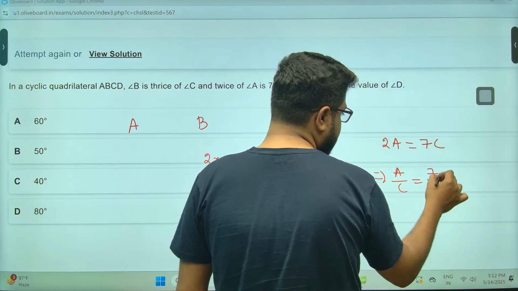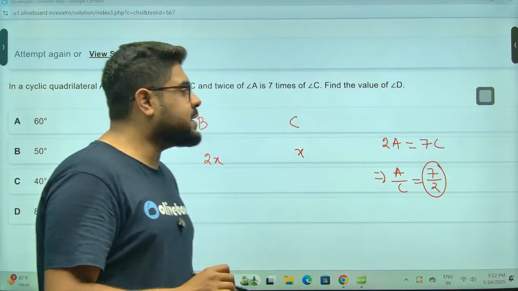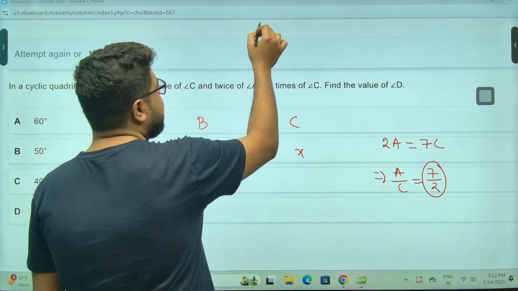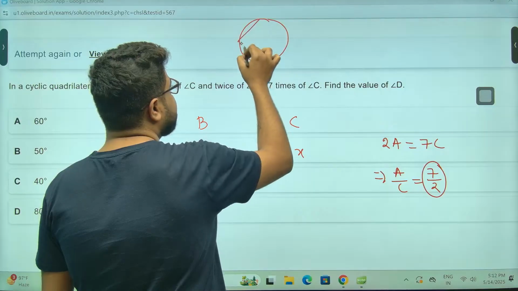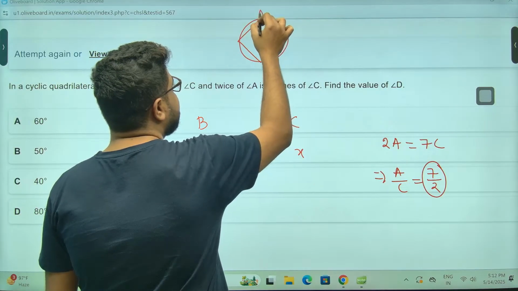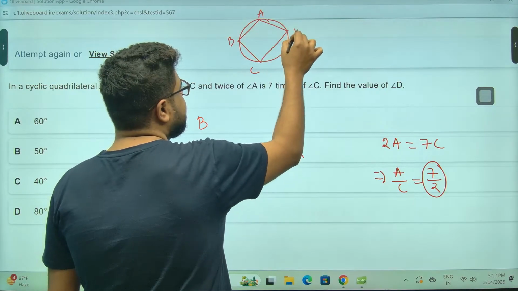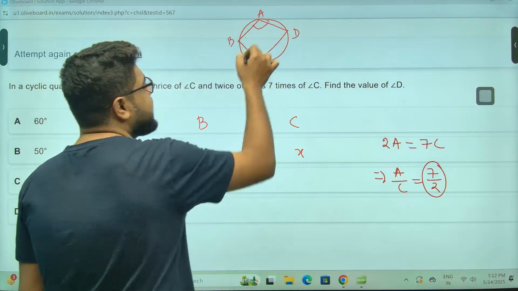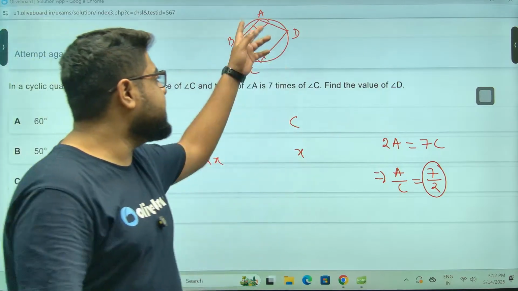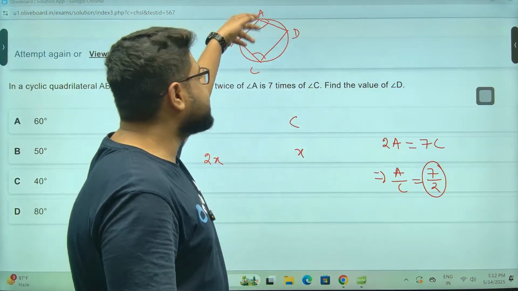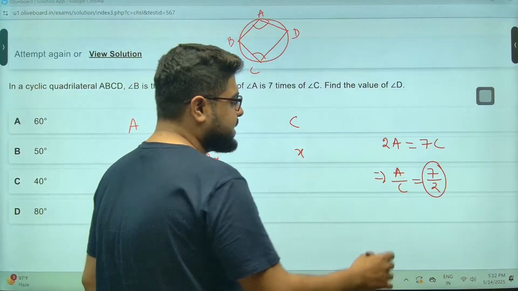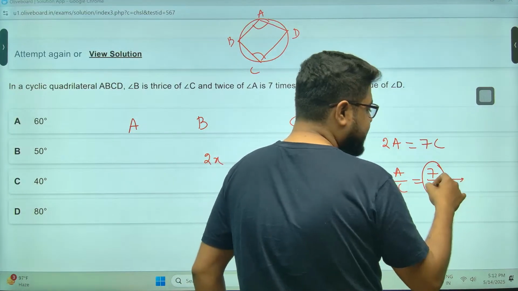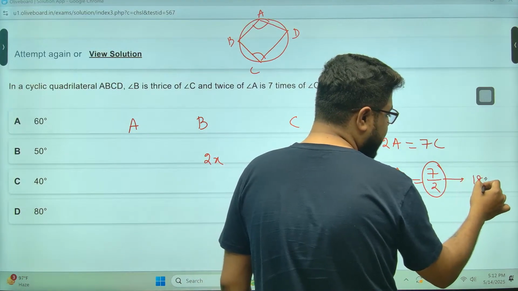7 by 2. Let us do one thing. Sir, you see, in any cyclic quadrilateral ABCD, always opposite angles are supplementary. Sum is 180. A and C are opposite angles. So that means this 7 plus 2, 9 parts. This 9 parts is equal to, sir, 180 degree.